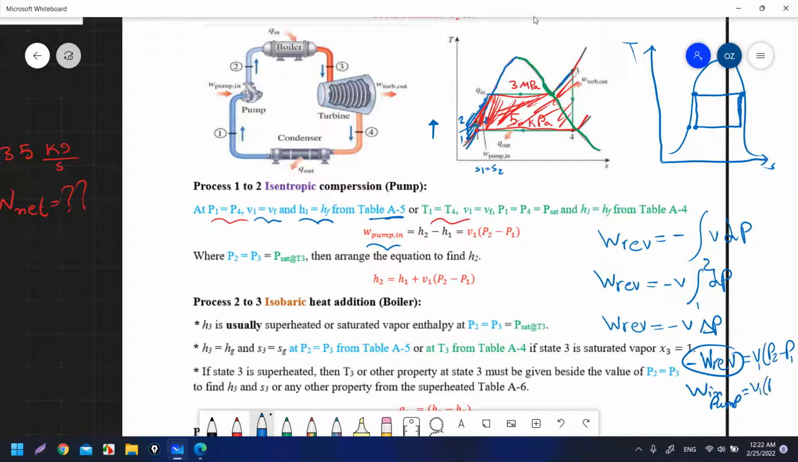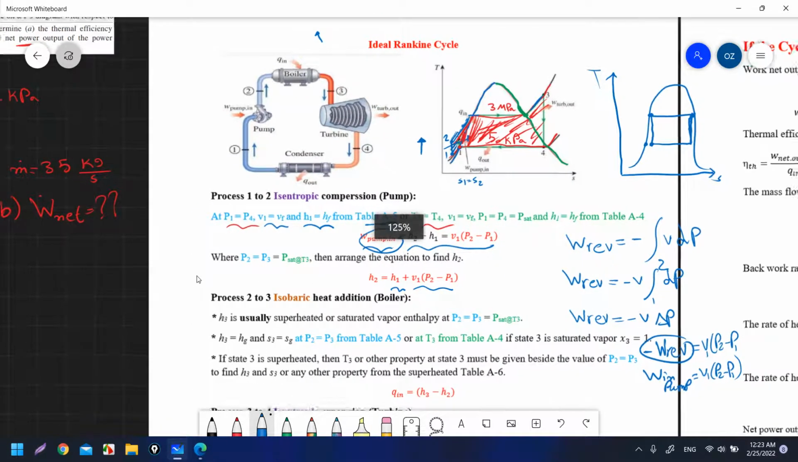So V1 (P2 minus P1), okay, because we don't have anything to find H2. They will not give you T2, they will not give you anything about this, so the only choice to solve for H2 is to arrange this equation and find H2 equal to H1, that we will find here, which is equal to Hf, and then we add this term, which is equal to the work pump in. So the work pump in plus H1 will give you H2.